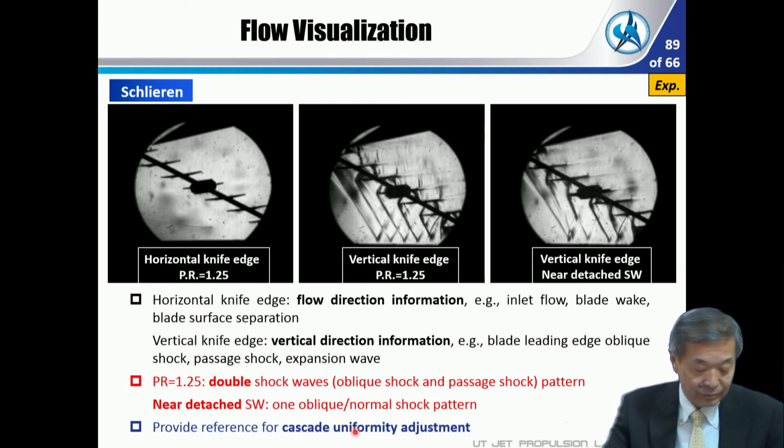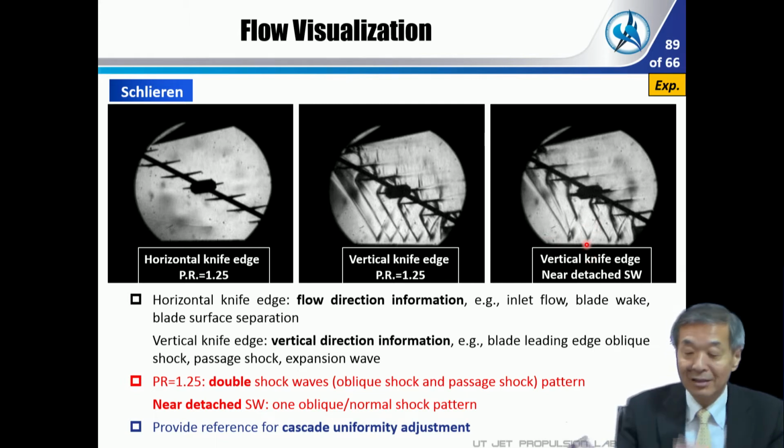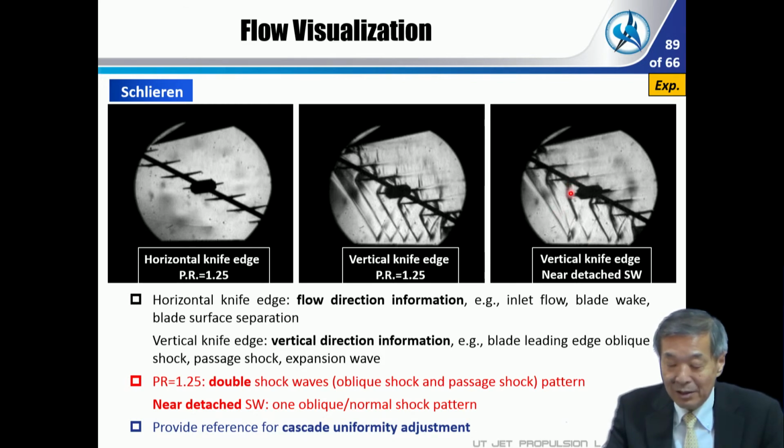And so the pressure ratio is 1.25, that is here. So the double shock wave, the oblique shock and passage shock pattern, is realized here. But near detached shock wave here, the oblique and normal shock pattern is merged. And so this is not so stable. It's near detached. And if it's really detached, a very unstable situation occurs.